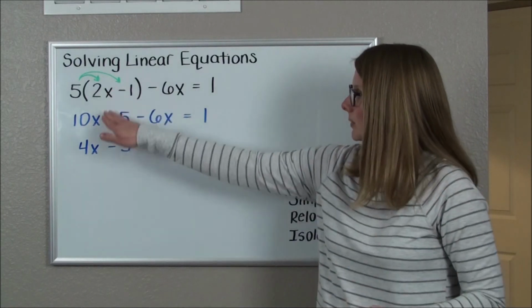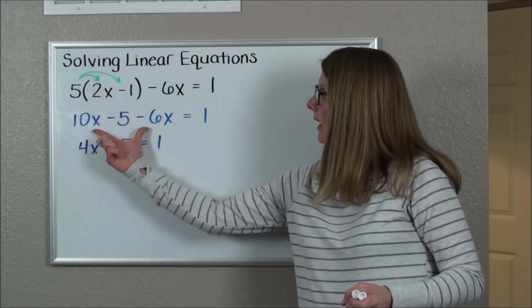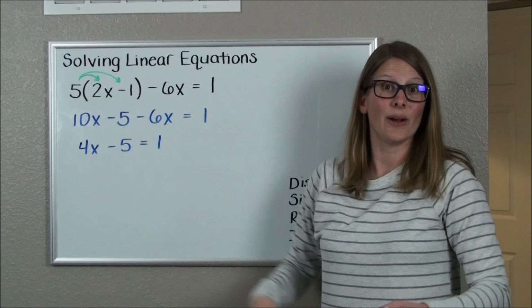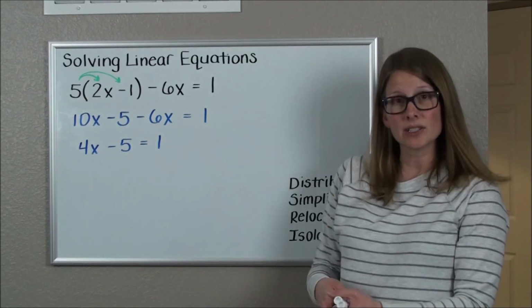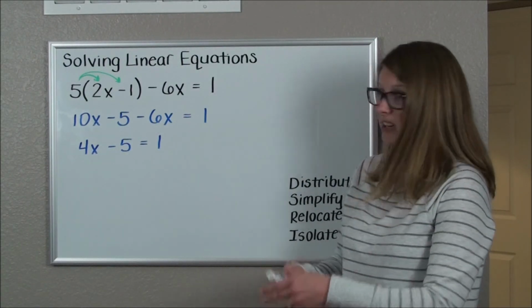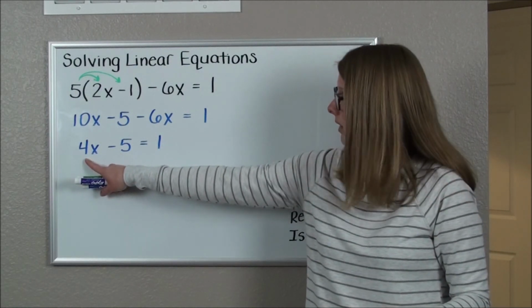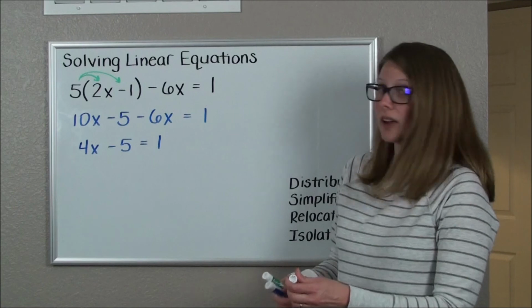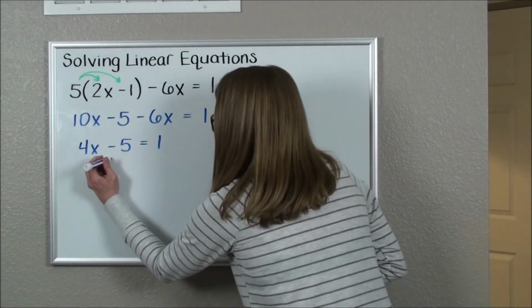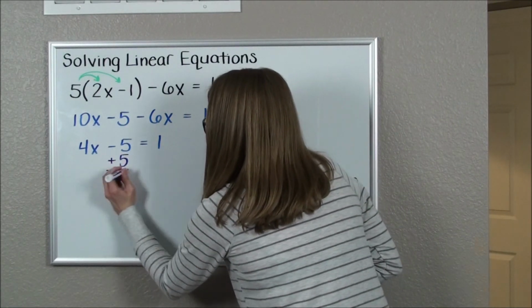So I've distributed to get rid of parentheses, I've combined my like terms together, and now I get to relocate. So I want my letters on the left and my numbers on the right. Letters are already on the left. There's only one variable term in the whole equation now, and that's the 4x, so I'm going to leave him where he's at. But the constant, negative 5, I'm going to relocate him to the other side.